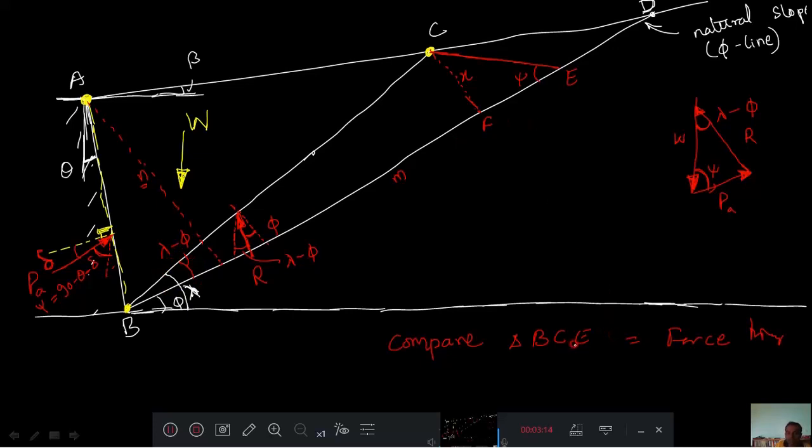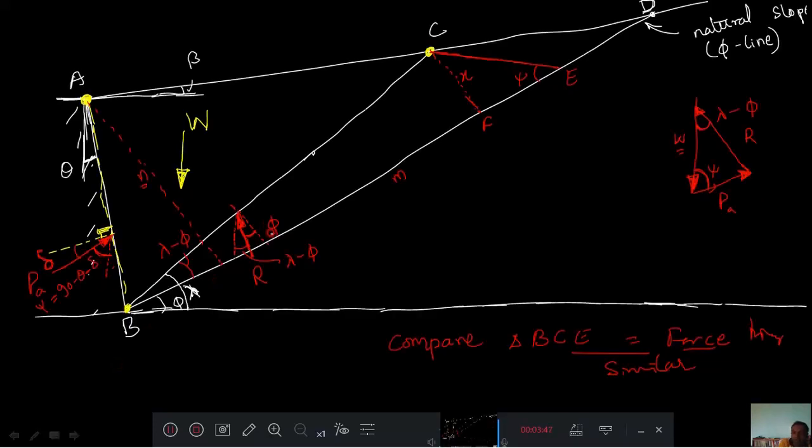Means these two triangles are similar. Then which is the longest side? The longest side here is W and the longest side here is BE. With respect to BE, CE is there. Therefore, with respect to W, PA is there. Understood? Means these two are similar triangles.